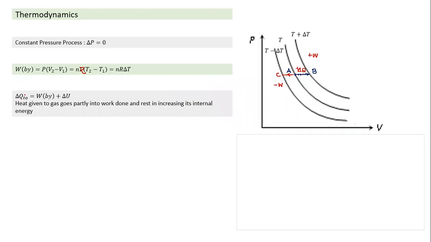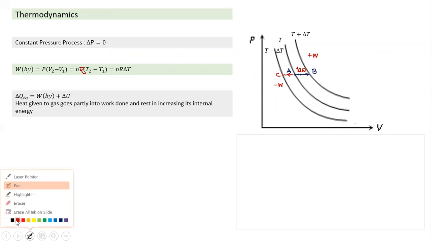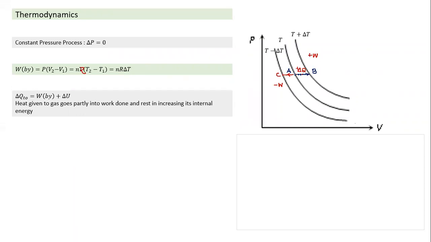Now again, we go back to the first law of thermodynamics. Delta Q, heat given to the gas, is equal to work done by the gas on the surrounding plus change in internal energy. So what is happening here? Unlike the previous case, in case of a constant pressure process, how do we carry it out from A? A to D is a constant volume process, and A to B is a constant pressure process. In both cases, the change in temperature is the same. It has moved from isotherm T to T plus delta T.